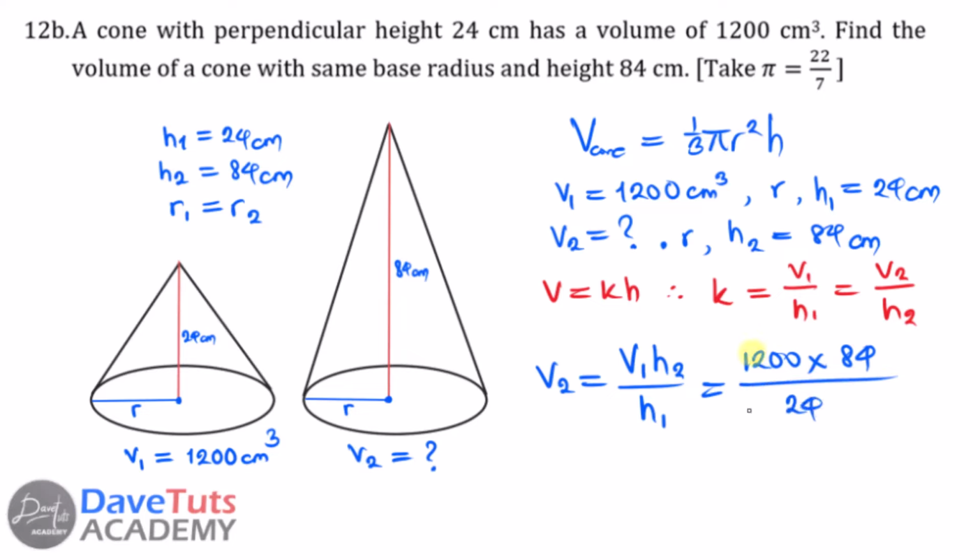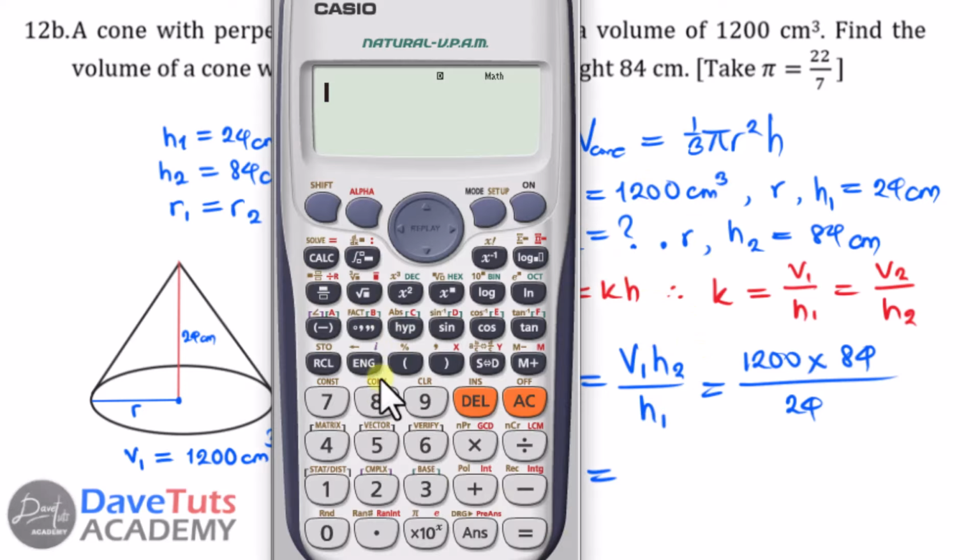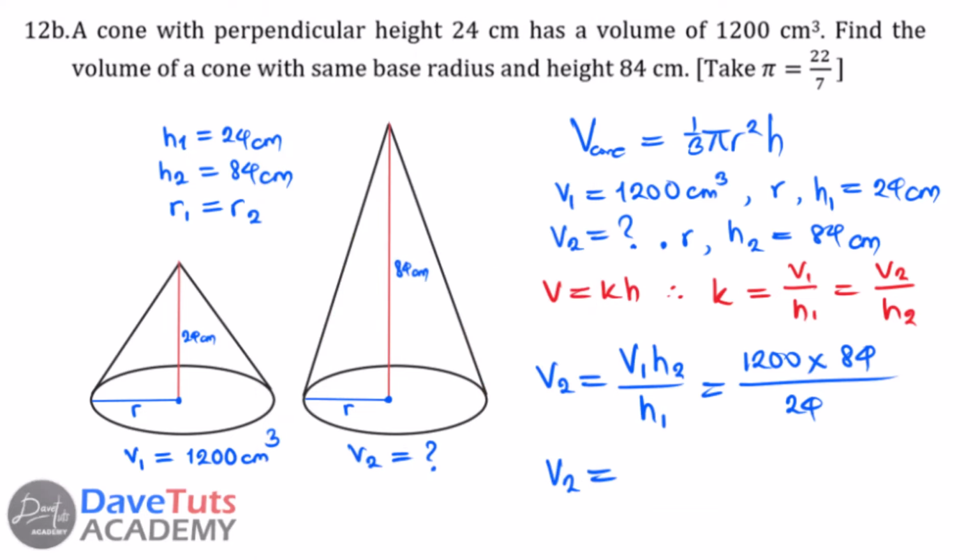So this is what we just need to input into the calculator, and we'll get the value of v2. Let's bring our calculator down. So we have 1,200 multiplied by 84 but divided by 24. What's that going to give us? 4,200. So the volume of this particular second cone is nothing but 4,200 centimeter cube.